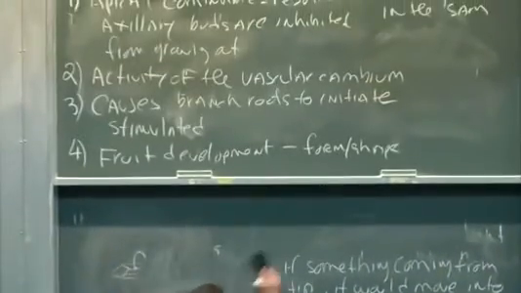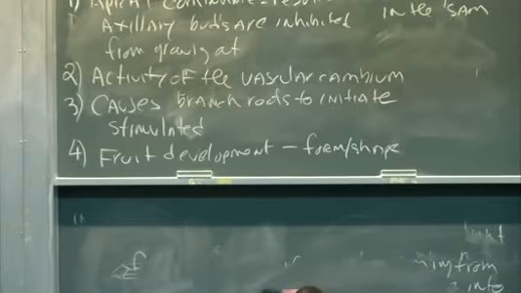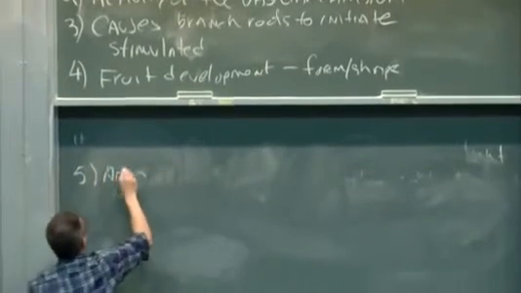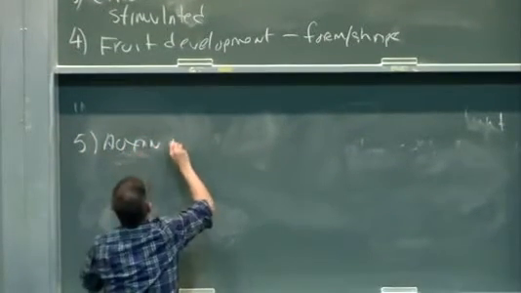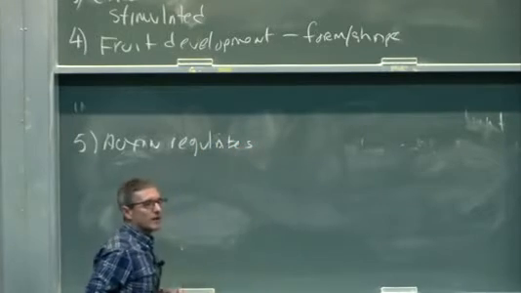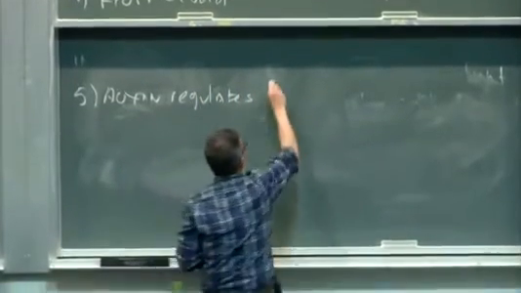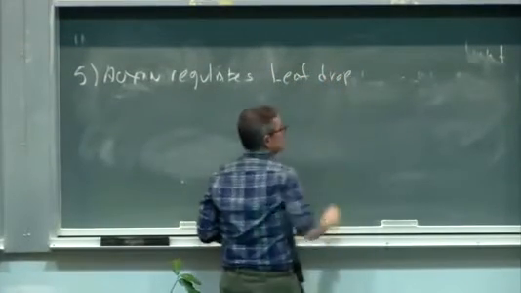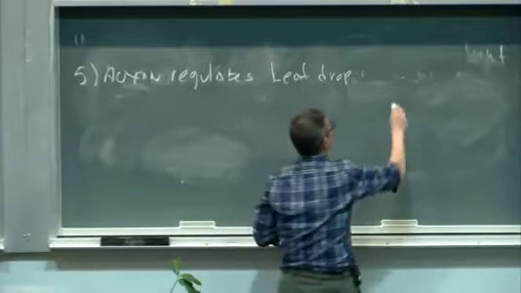Another aspect among the top few that I want to give you, and there are many others cited in your book, is that auxin regulates the dropping of leaves from trees in the fall. Leaf drop, which plant physiologists describe as abscission.